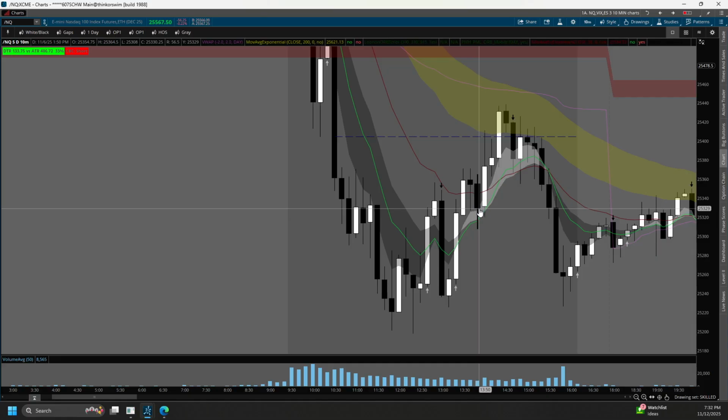Now that they defended, and this candle closes, if I get a wick down, it's a gift. Any wick down into the 9 EMA is a gift. Let's just say an entry even a little higher, call it 30. An entry at 30.